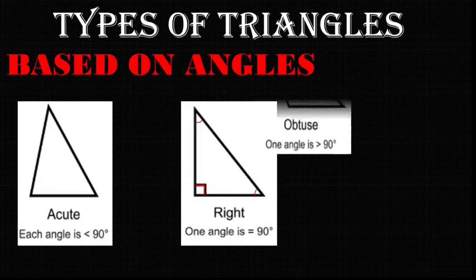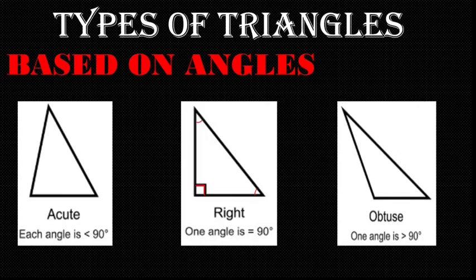Finally, we have the obtuse angle triangle. For an obtuse angle triangle, one of the angles is more than 90 but less than 180. The question though will be, why is there no reflex triangle? I mean, you have your acute, you have your obtuse. Why is there no reflex? Alright, so that's at the lighter mode.